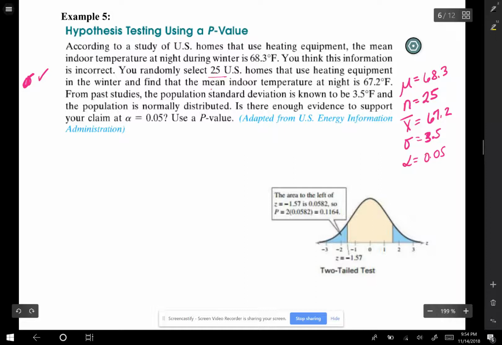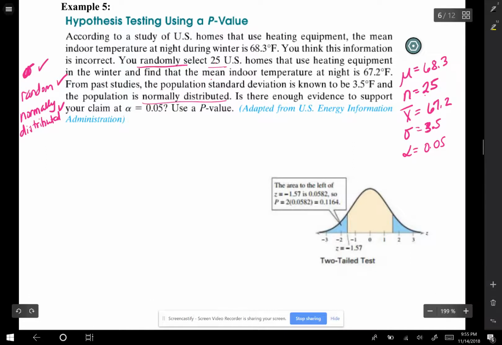Is it random? It says we randomly select, so yes. And then on this one, our sample size is too small. It's less than 30, but they told us that it was normally distributed. So since it was normally distributed, we didn't have to have the sample size greater than or equal to 30. So our conditions are met. We can do the z-test.